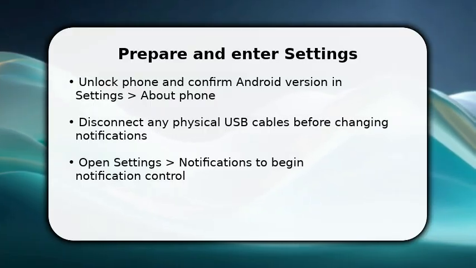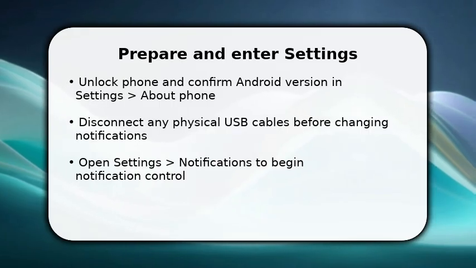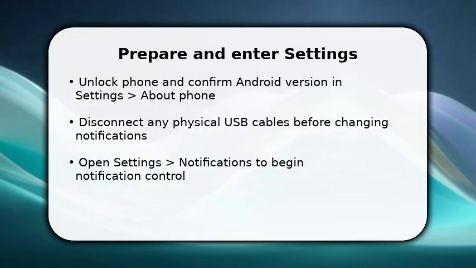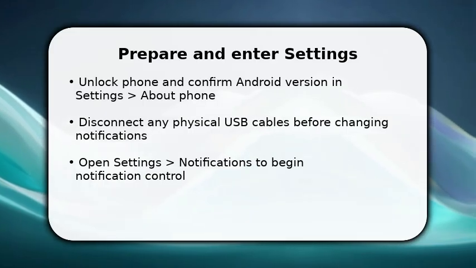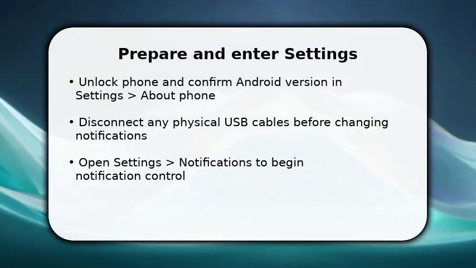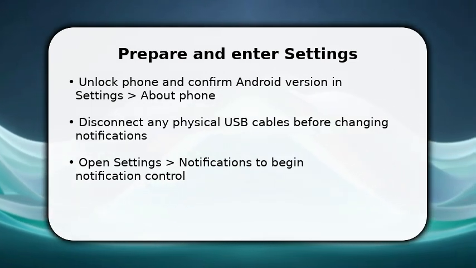Now open Settings, tap Notifications, and scan for connected device or system notifications. You do this because notification routing differs by Android build. Changing notification channels here lets you suppress the specific USB connector alert without altering system functions.